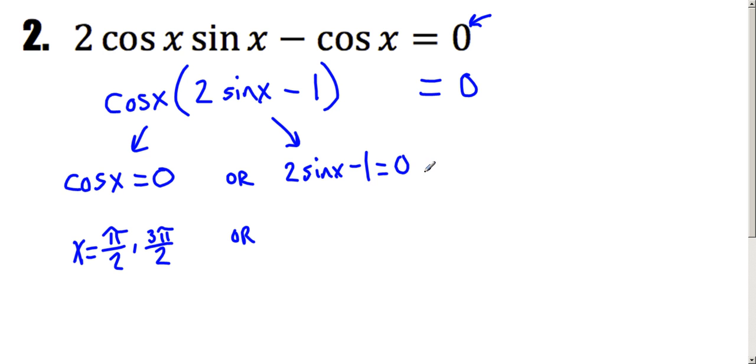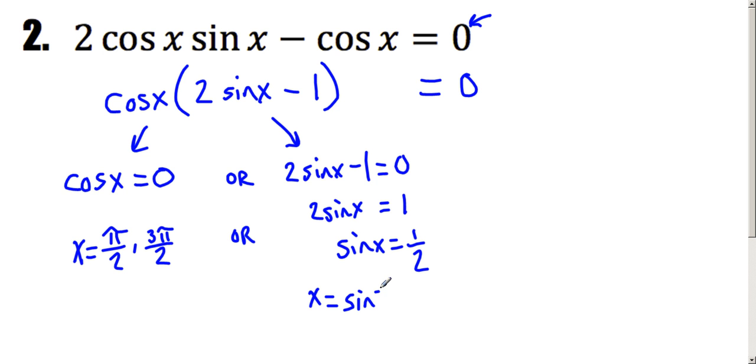We've got 2 sine of x minus 1 equals 0. So let's solve for this sine of x. If we add 1 to both sides, and then we divide both sides by 2. Oops, that should be a 1, shouldn't it? Sine of x equals, divided both sides by 2, 1/2. So now we're looking for x to be the inverse sine of 1/2. In other words, what angle has a sine of 1/2?